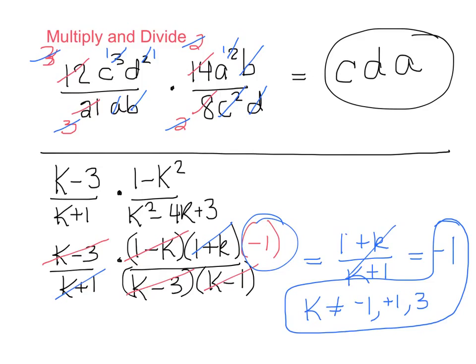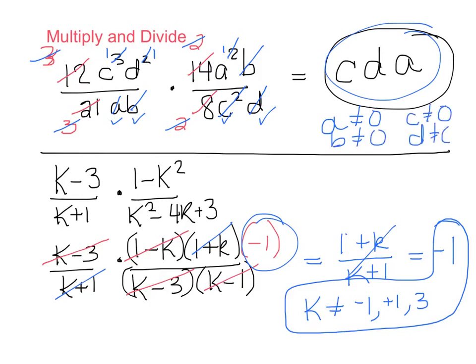I probably should have included a lost domain in the last one too. So A used to be in the bottom, B used to be in the bottom, C was in the bottom, and D was in the bottom. So this one is all true: A does not equal 0, B does not equal 0, C does not equal 0, and D does not equal 0. It's interesting that B is not even in the final expression, but it's still true that B cannot equal 0. Okay? So together would be the right answer.